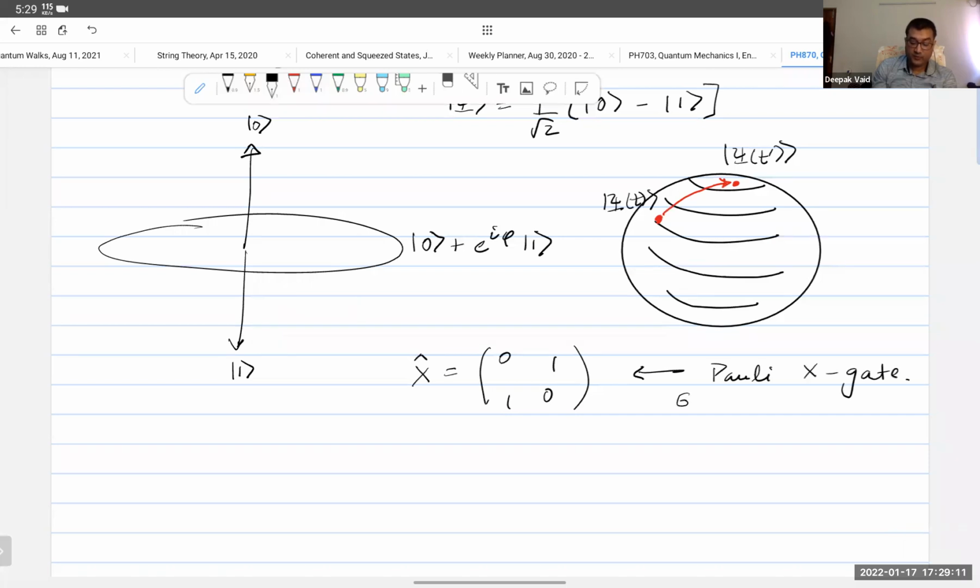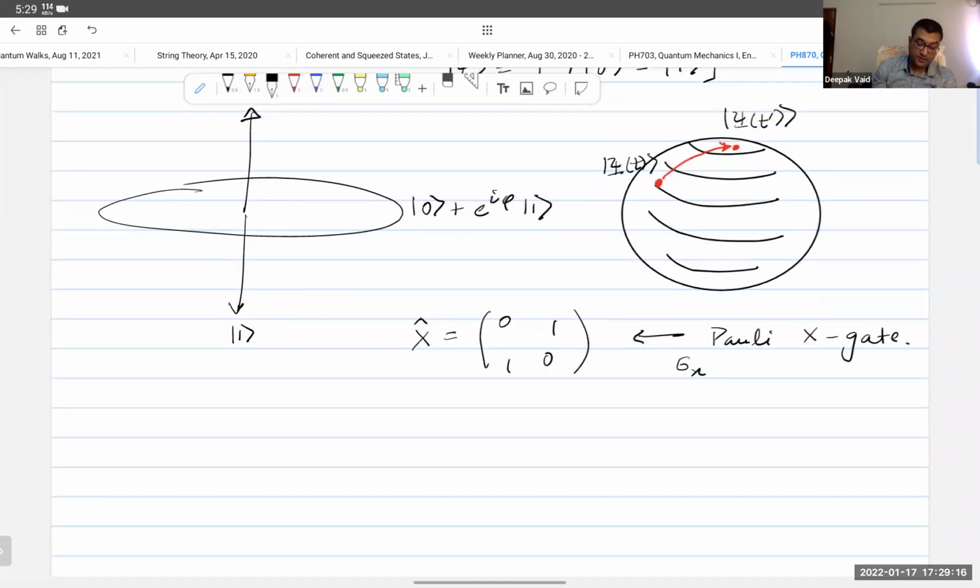In quantum mechanics textbooks, you will also see this written as sigma X. It could come with or without a factor of 1/2 outside. That doesn't really matter. What this is called is the NOT gate. We will see that it has the same effect. So it's a quantum NOT gate.